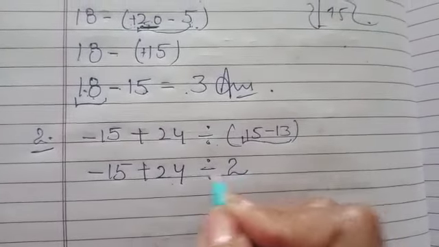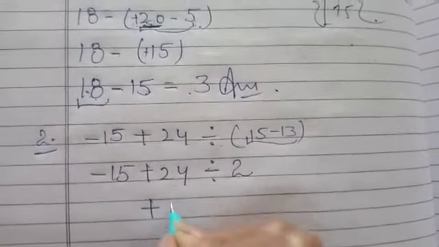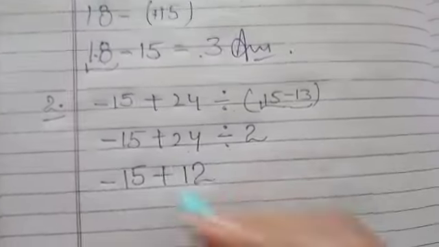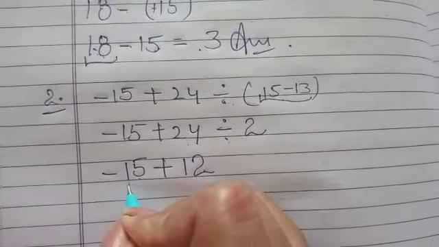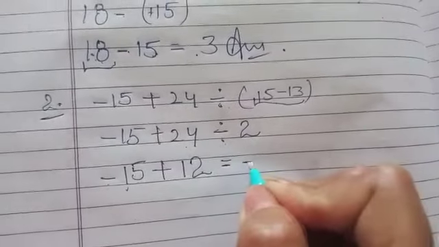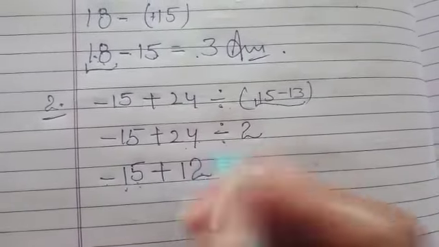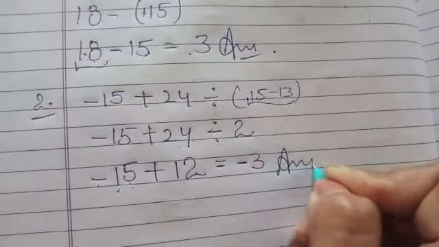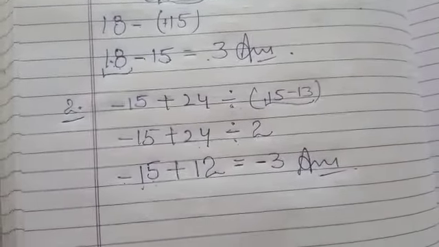Now we can solve the division. If we divide 24 by 2, we will get the answer 12. So which is the bigger number? 15, and the sign of 15 is minus, so the answer will be in minus. So 15 minus 12 you can solve it. What will we get? 3. This is your required answer.